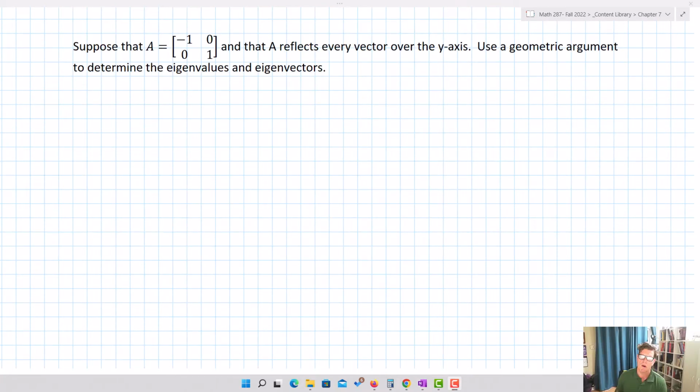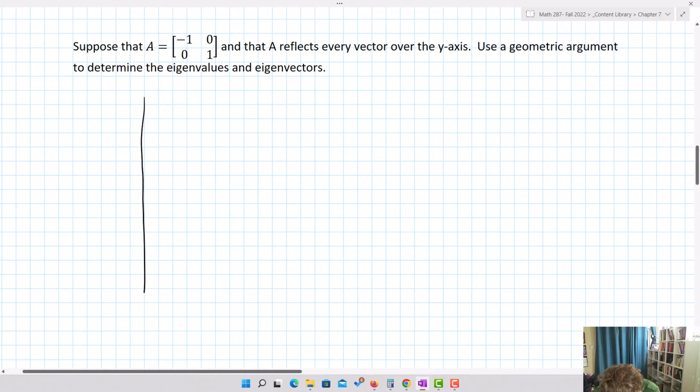So let's think a little bit more on the geometry here, and let's suppose that we have this matrix A equals [-1, 0; 0, 1], and A reflects every vector over the y-axis. So we're going to use a geometric argument to determine the eigenvalues and eigenvectors. We've got this transformation, and what this transformation does is it's going to reflect everything over the y-axis.